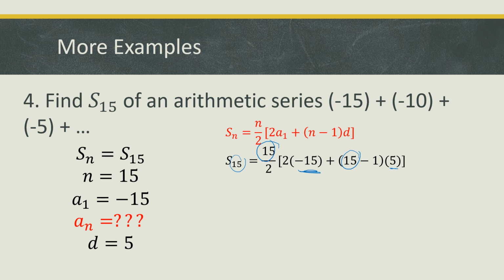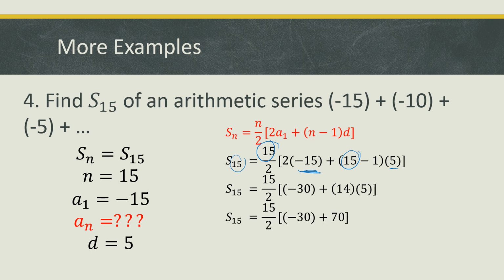So notice again that 15 divided by 2 will not give you an exact value. Leave the fraction again as it is. And then evaluate what's inside the grouping symbols. 2 times negative 15 is negative 30. And 15 minus 1 is 14. So evaluate first 14 times 5. Following the GEMDAS rule, 14 times 5 is 70. And then we can now add it to negative 30. So negative 30 plus 70 is positive 40.